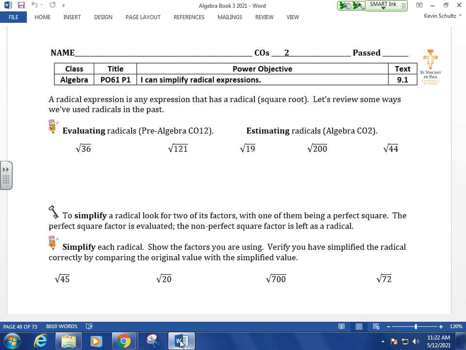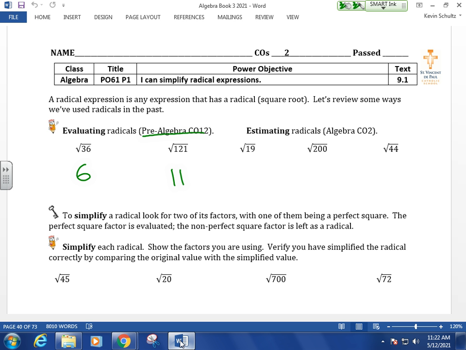roots before. Now, we didn't actually have pre-algebra together because I didn't teach you pre-algebra, but no doubt you understand perfect squares, right? We use them with parabolas. We know kind of what roots tell us to do. The root of 36 is 6. The root of 121 is 11.